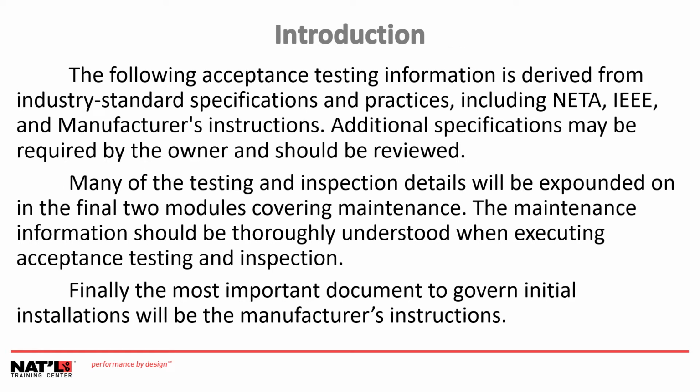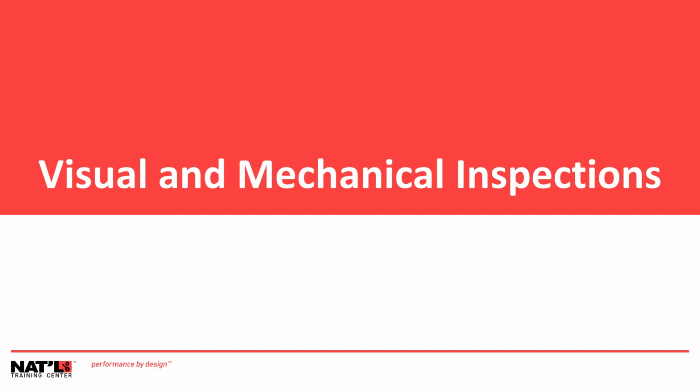The following acceptance testing information is derived from industry standards, specifications, and practices, including NETA, IEEE, and manufacturer's instructions. Additional specifications may be required by the owner and should be reviewed. Many of the testing and inspection details will be expounded on in the final 2 modules covering the maintenance. The maintenance information should be thoroughly understood when executing acceptance testing and inspection. Finally, the most important document to govern initial installations will be the manufacturer's instructions. First, let's look at the NETA requirements for visual and mechanical inspections.